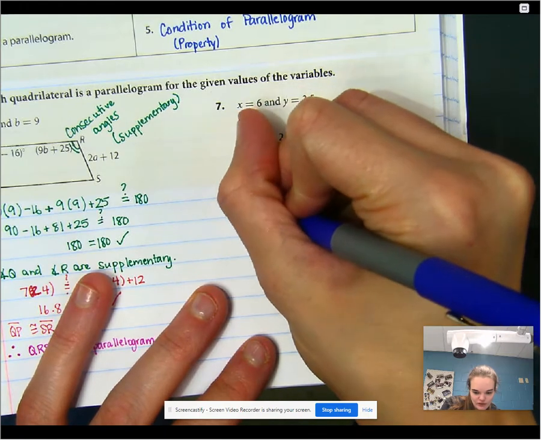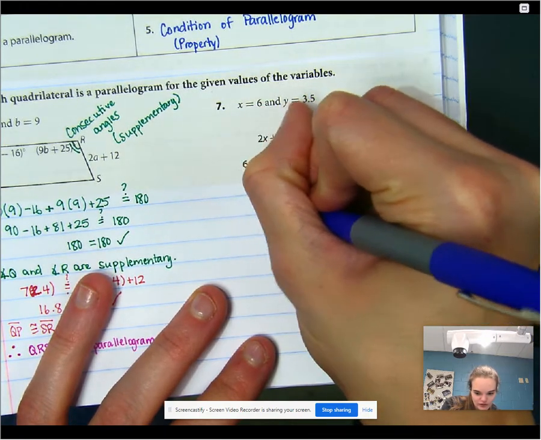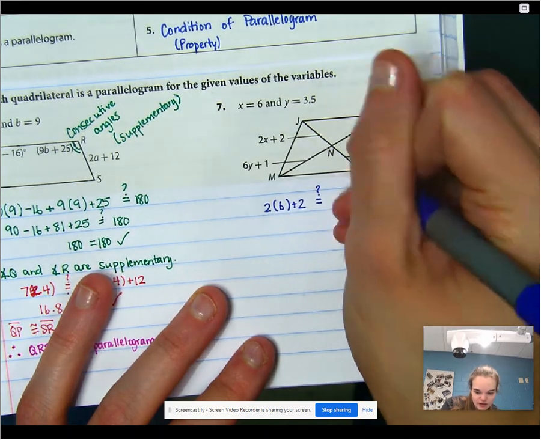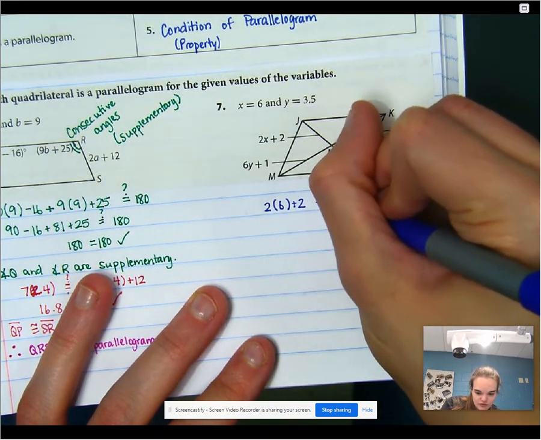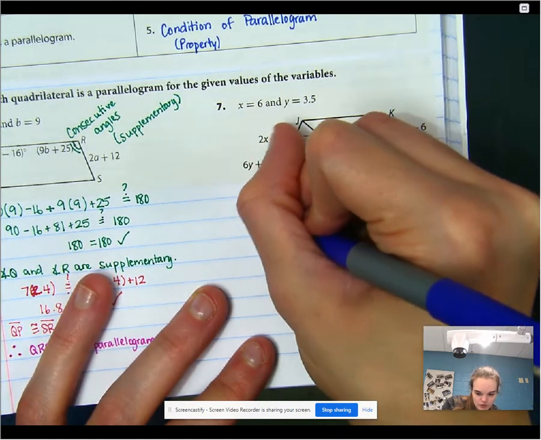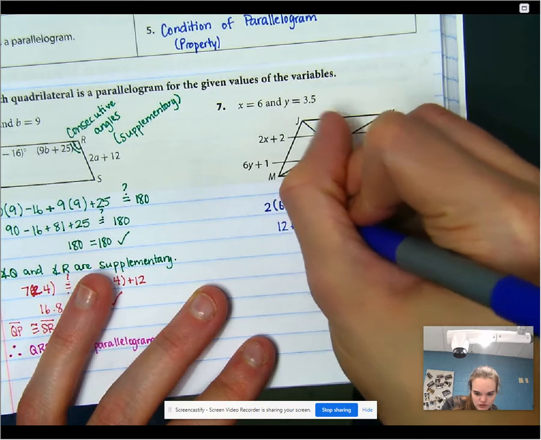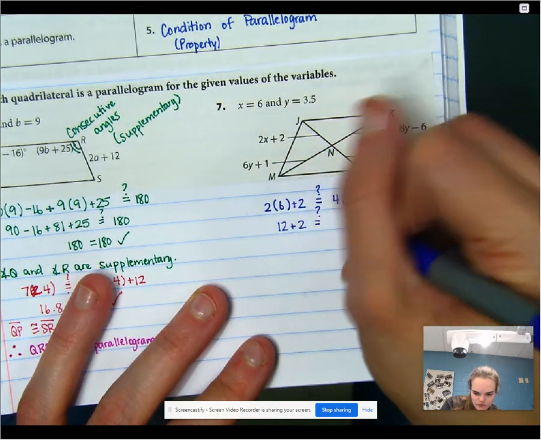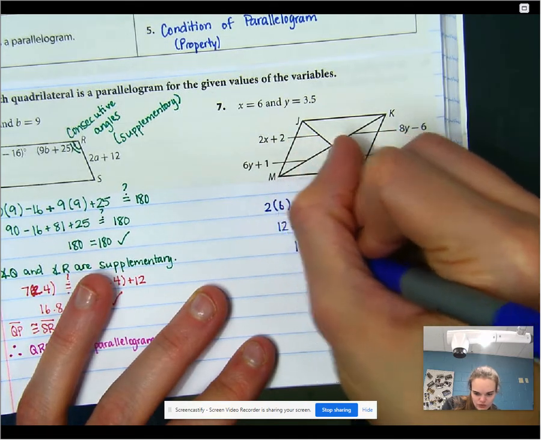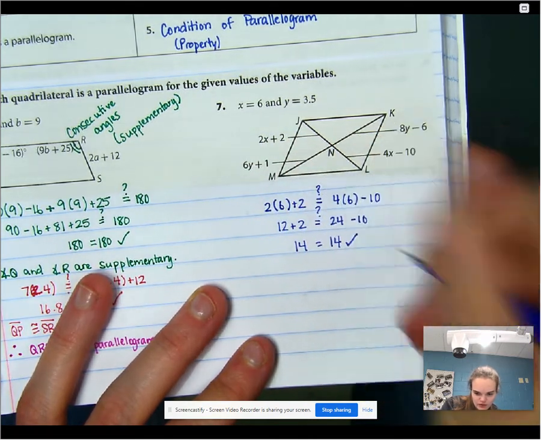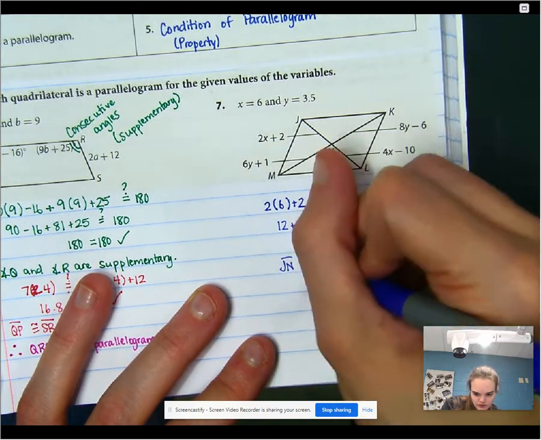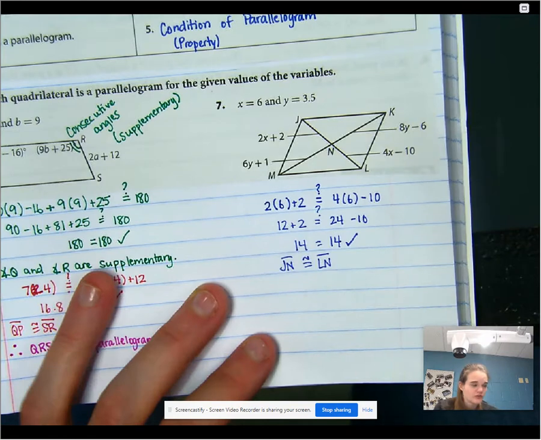So what needs to happen is 2x, but instead of x, I'm going to put 6, plus 2 needs to be equal, we don't know, to LN, which is 4 times 6 minus 10. Okay, and that's 12 plus 2. 24 minus 10. And that is 14 equals 14. So we're good. So JN is congruent to LN. That's one of the pieces.